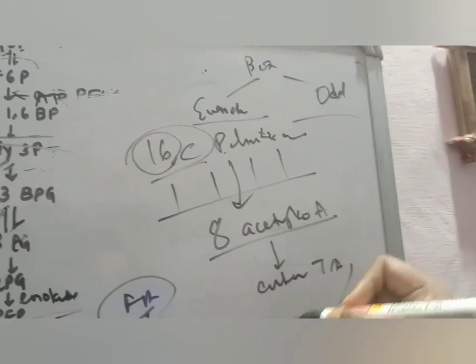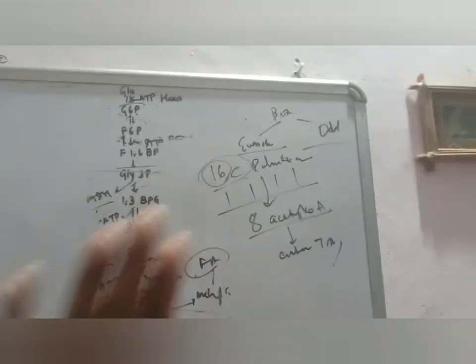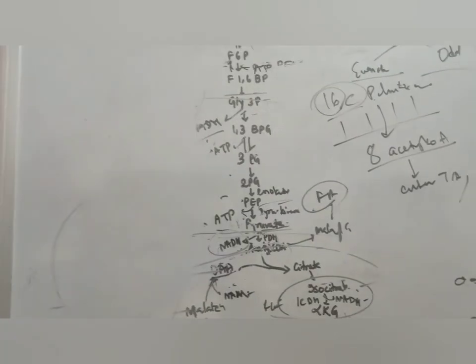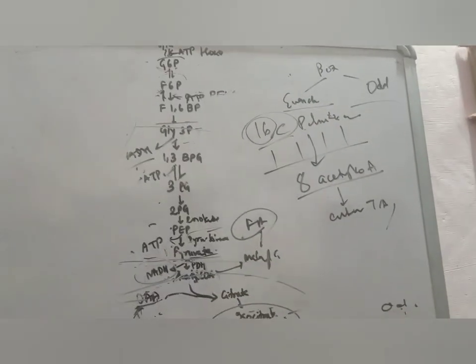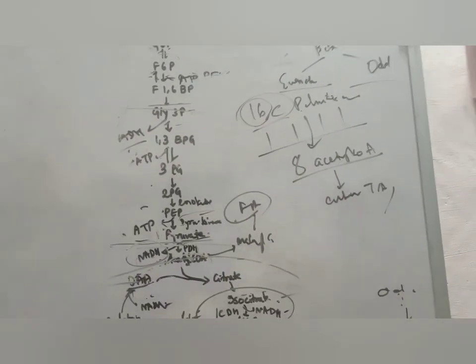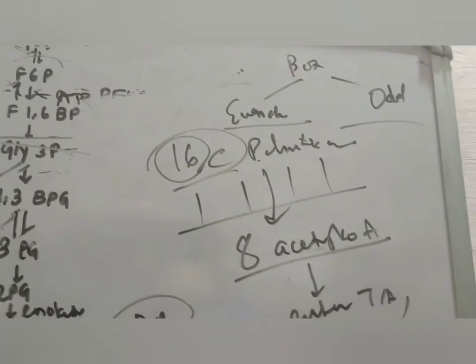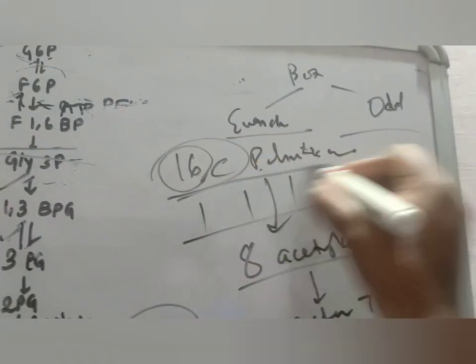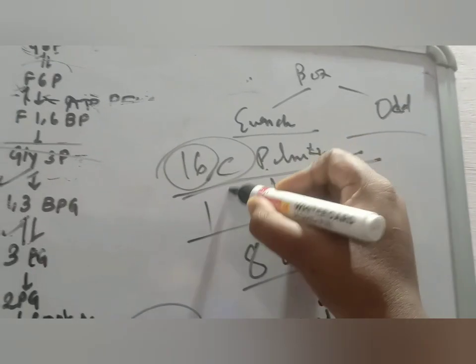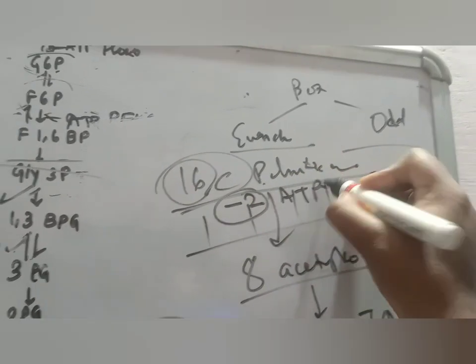This 8 acetyl coenzyme A will enter the TCA cycle. Now when this palmitic acid is getting oxidized, first of all 2 ATP will be consumed to convert the fatty acid to fatty acyl coenzyme A. You don't need to know how exactly it is happening. Just remember that for any fatty acid, in the first step, minus 2 ATP will happen to activate the fatty acid into fatty acyl coenzyme A.